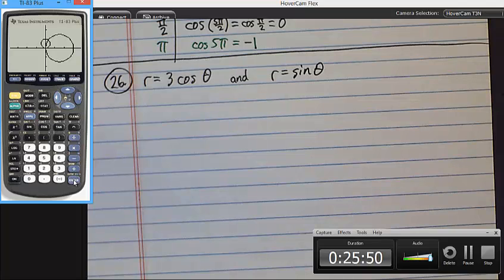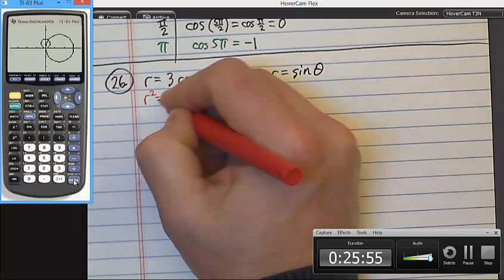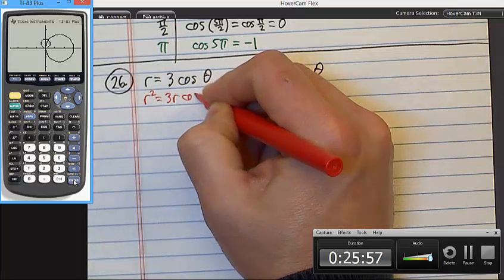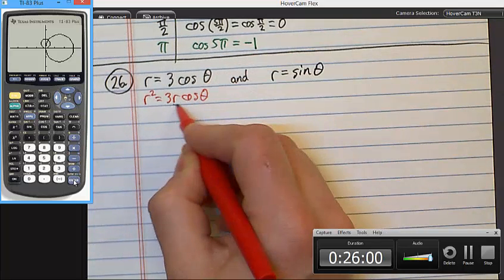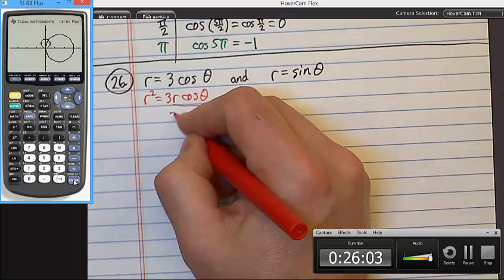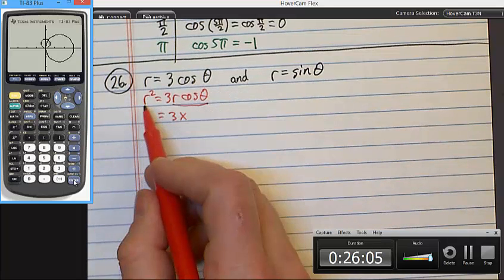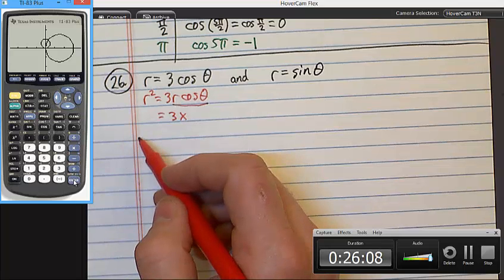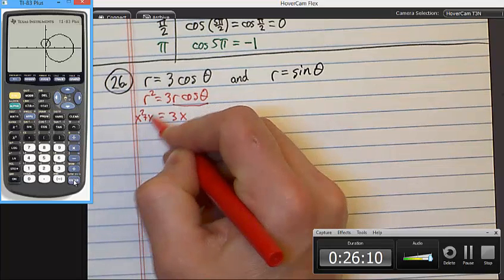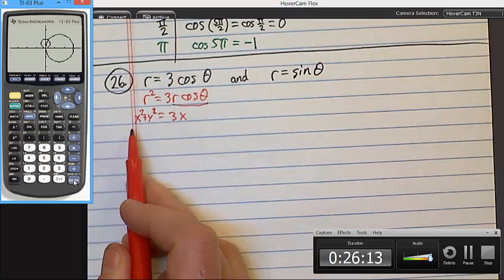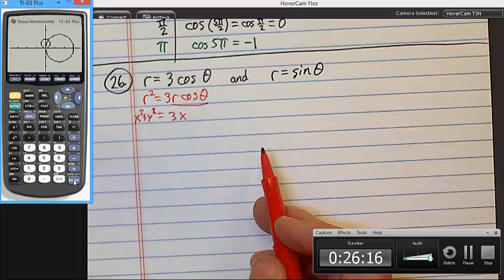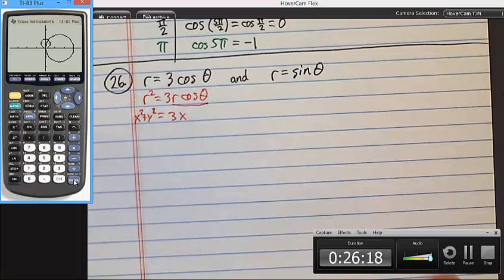Because if I do this, for instance, r squared equals 3r cosine theta. R cosine theta is the same as what? So this is just 3x. And over here, r squared is the same as what? X squared plus y squared. And if you kept going, you could get it to say x squared plus y squared equals r squared. You'd have to do some completing the square. I showed that last time. I don't want to do it now. What I want to do instead is say, do these circles intersect? Yes, they do.